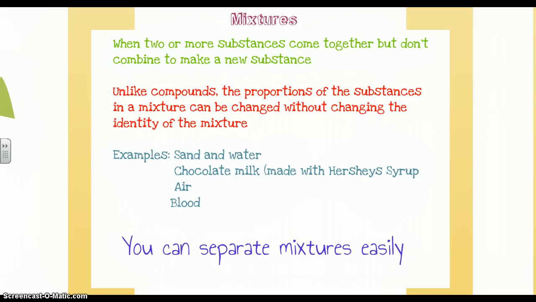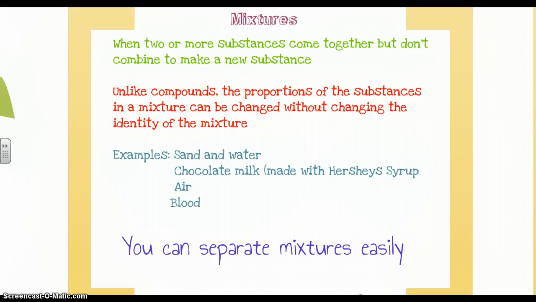So they have a very different mix of elements in their air compared to us. And then blood is another one. Depending on whether you are sick or healthy, your blood can have different things in it. If you're getting sick, you might have more white blood cells in it. So your mixtures can always change, but it's still called blood, it's still called air, it's still called chocolate milk, it's still sand and water. It's just in different proportions.